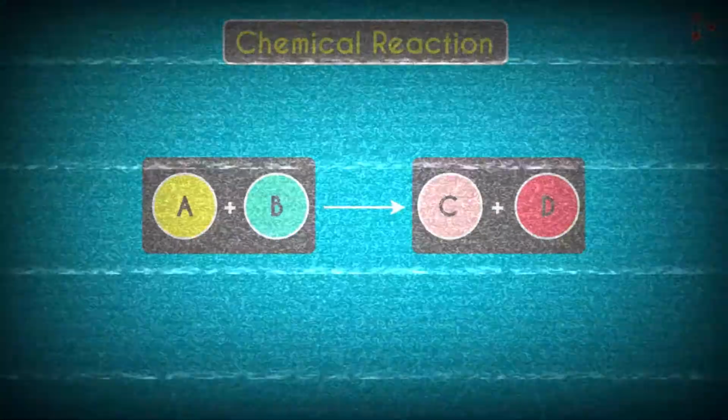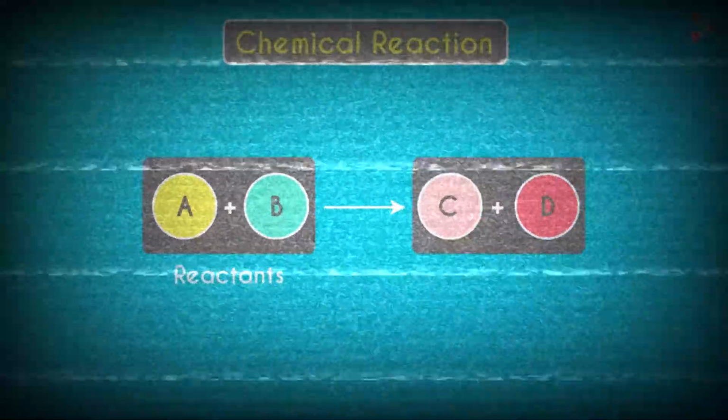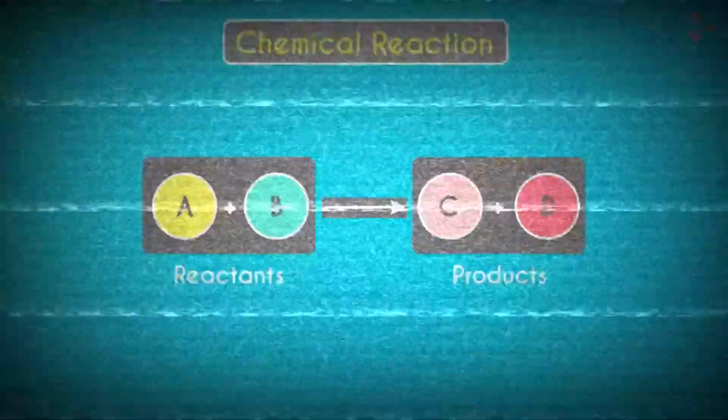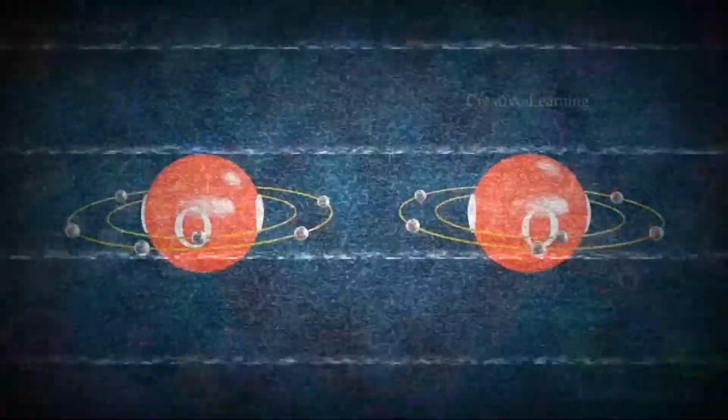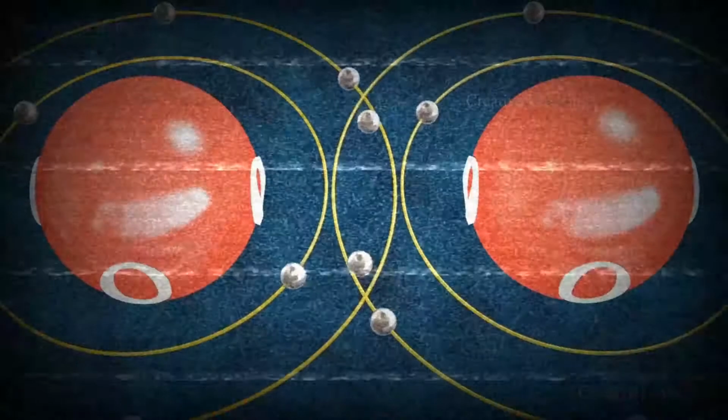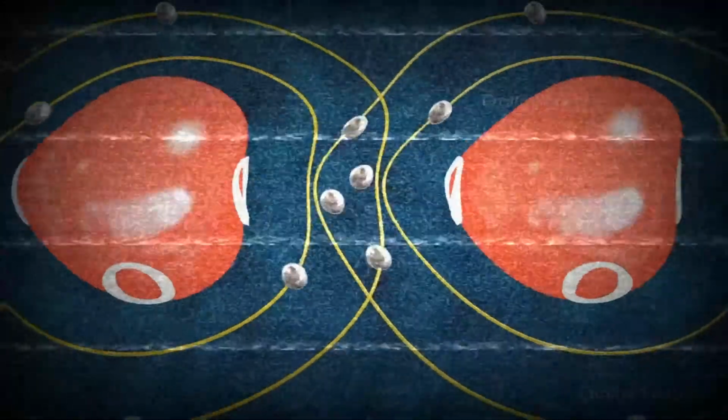First, what is a chemical reaction? A chemical reaction is any transformation from one set of chemicals to another. In a chemical reaction, electrons can be transferred or shared to break and form chemical bonds.